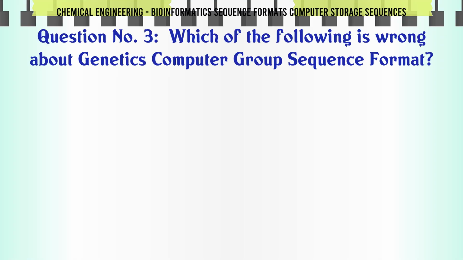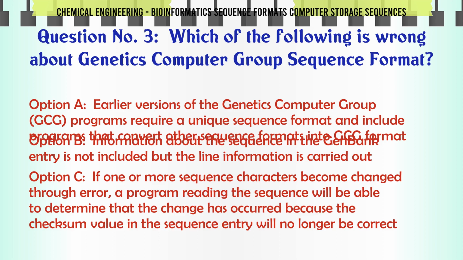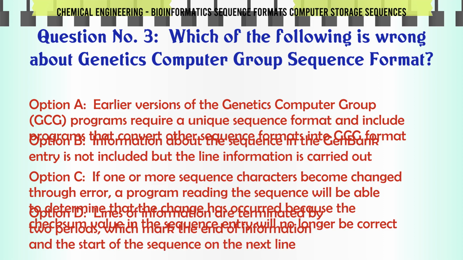Which of the following is wrong about Genetics Computer Group sequence format? A. Earlier versions of the Genetics Computer Group GCG programs require a unique sequence format and include programs that convert other sequence formats into GCG format. B. Information about the sequence in the GenBank entry is not included but the line information is carried out.